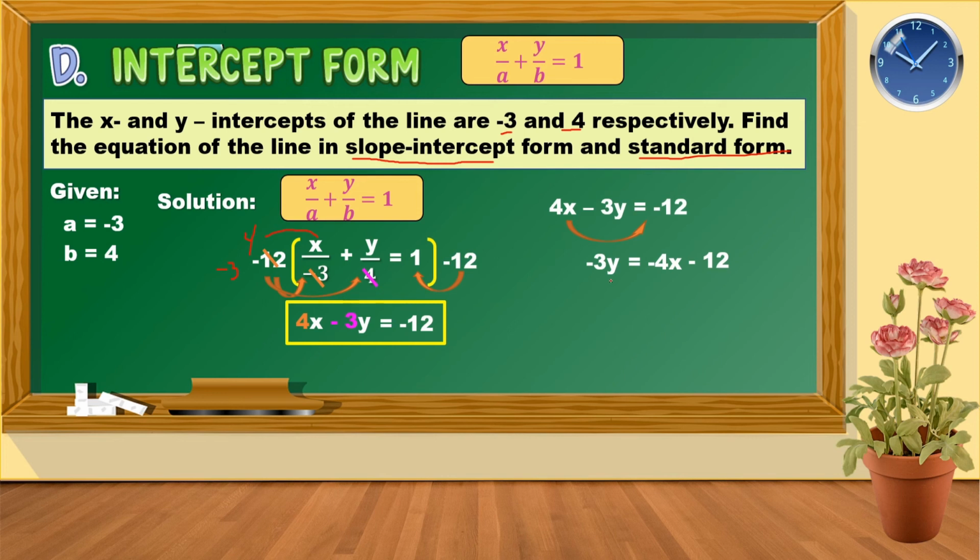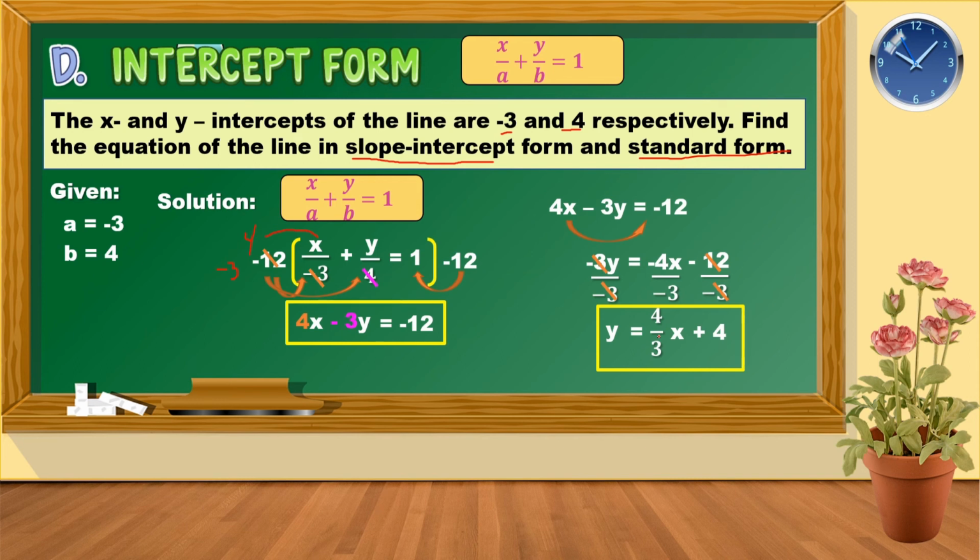As you can see, si y may coefficient pa na negative 3. So, ang gagawin natin, we will divide both sides of the equation by negative 3. Okay. And then, let us simplify. Negative 3 divided by negative 3 equals 1, so y equals negative divided by negative is positive. So, yung 4 over 3, hindi na natin siya imimix. So, 4 over 3 na lang siya. X, then negative 12 divided by negative 3 is positive 4. And this is now our equation of a line in slope-intercept form.